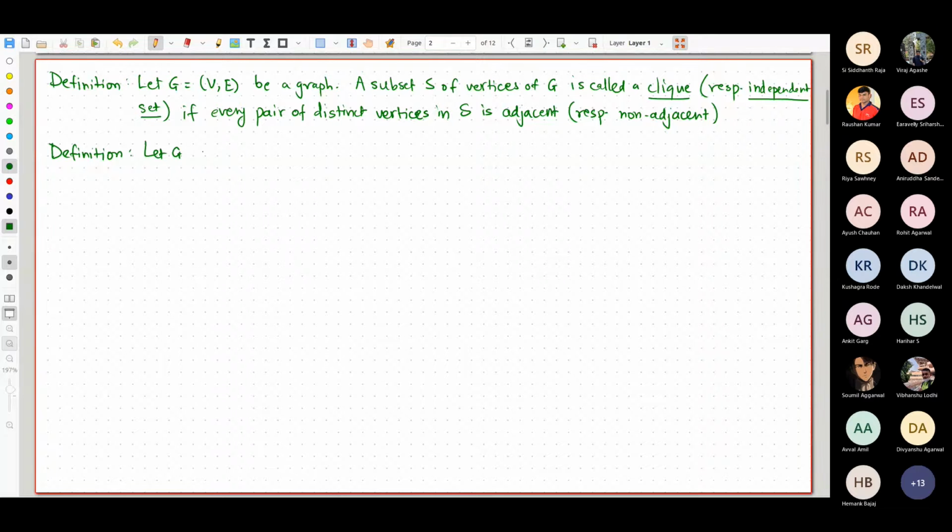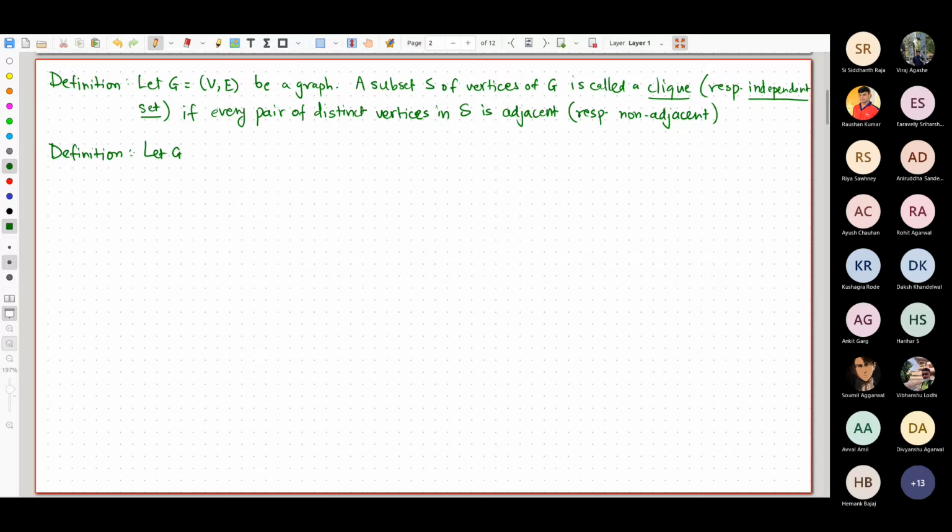Sir, does it mean that if V has a clique, then G must be a regular graph? Complete graph, sorry. If V itself is a clique, then G is a complete graph. If V itself is an independent set, then G is the empty graph. Corner cases: the empty set of vertices is always a clique, and it is also always an independent set. A singleton set containing a single vertex is a clique as well as an independent set by definition.